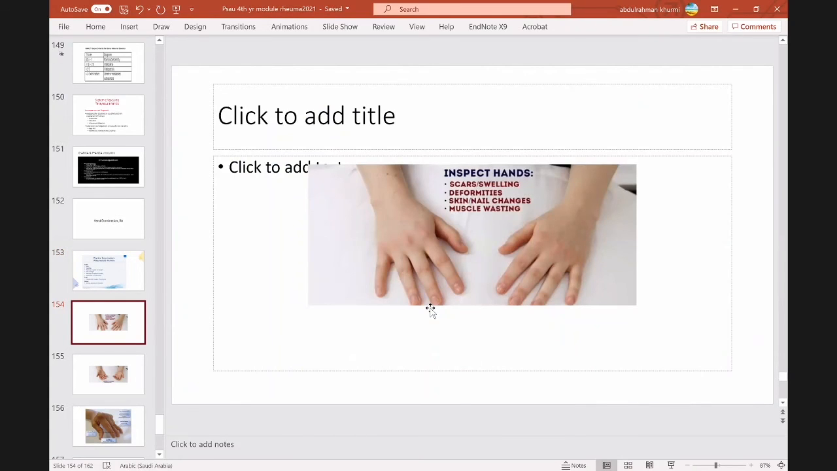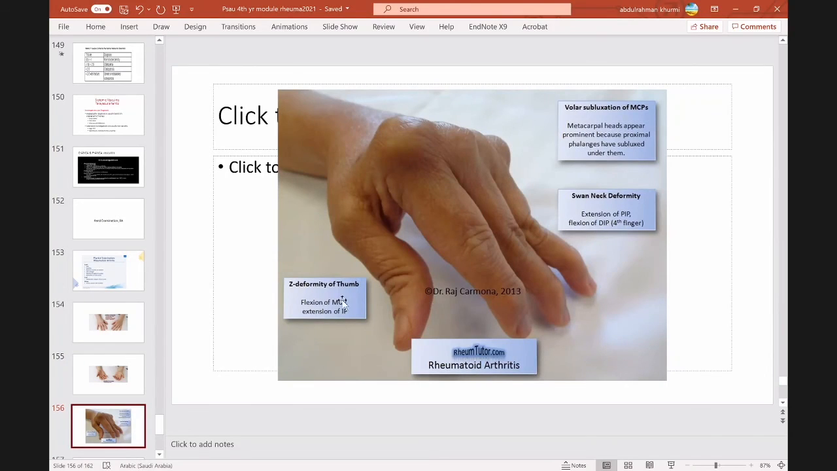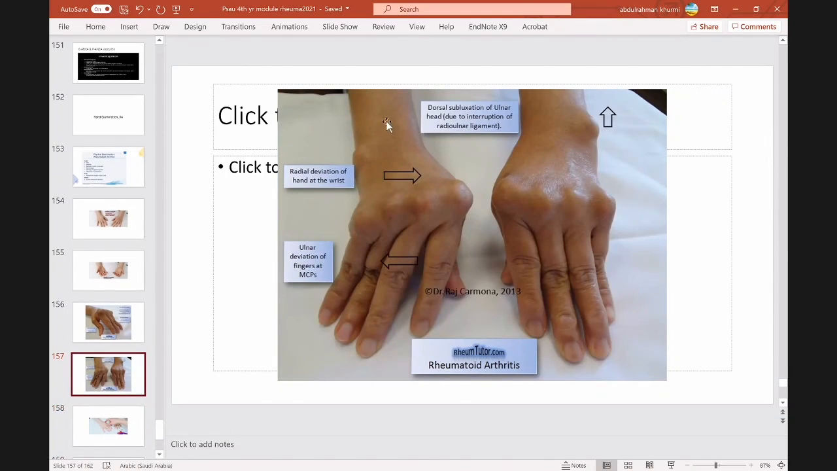You inspect the hand for any scars, swelling, deformities, nail changes, and muscle wasting. The nail changes are very important. You inspect both the dorsal and the palm sides, both hands. You can see here the deformities, the Z deformity, swelling deformity, and subluxation of the MCPs. You can see also the ulnar deviation. It's what we call ulnar deviation.